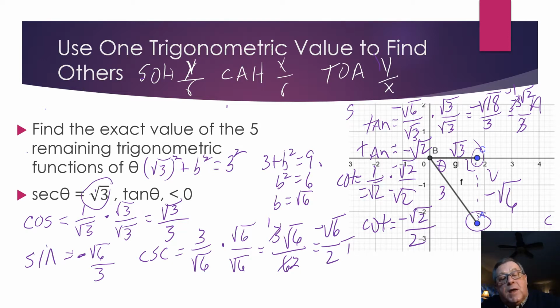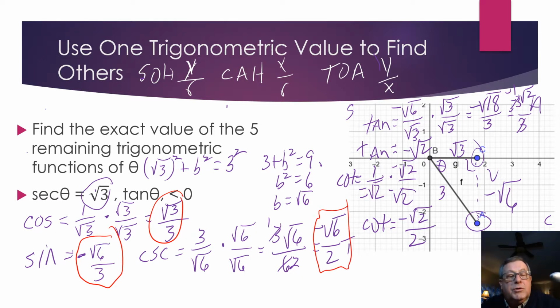So my cosine, being in the fourth quadrant, is negative square root of 3 over 3. My sine is going to be negative square root of 6 over 3. My cosecant is negative square root of 6 over 2. My tangent ended up being negative square root of 2. And my cotangent ended up being negative square root of 2 over 2. See what I mean? These are kind of fun. I have to think. We're going to do another one.